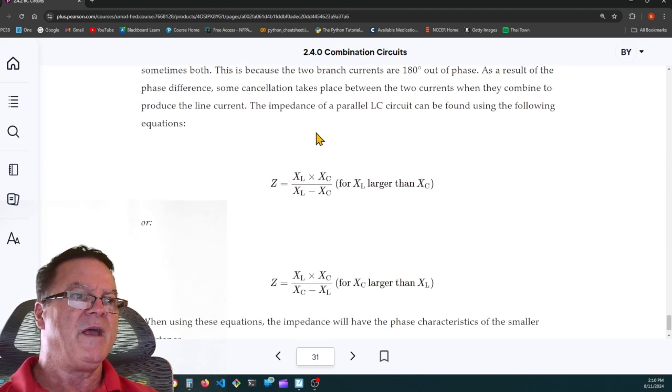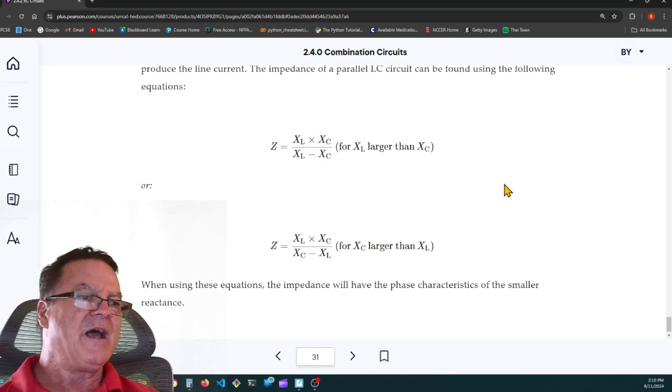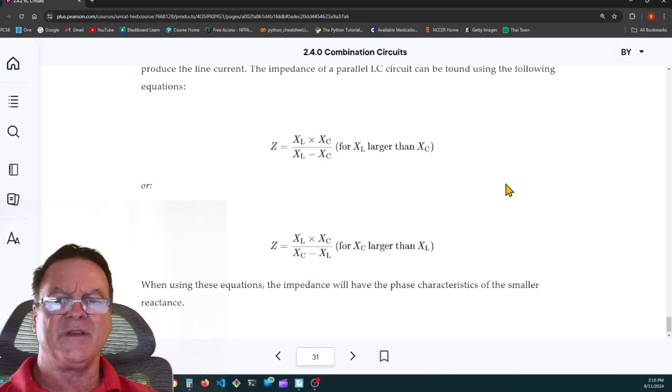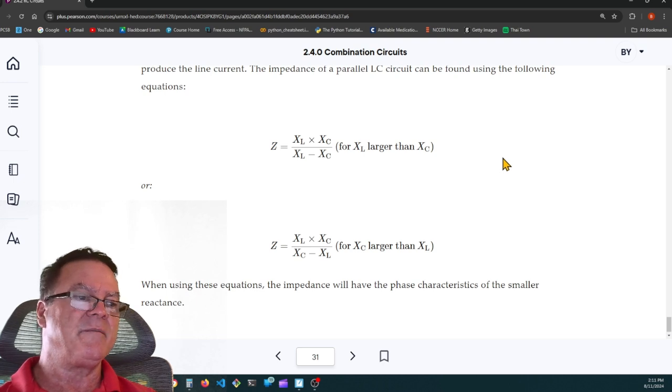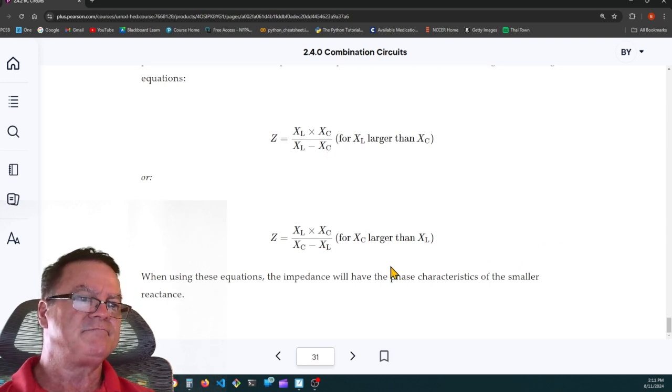So, the impedance of a parallel LC circuit can be found using the following equation. I always like to find the total current and then just find the total impedance by using the source voltage divided by the total current. It's easier to do it that way. This is XL times XC over XL minus XC. And for XC larger than XL, do XC minus XL.